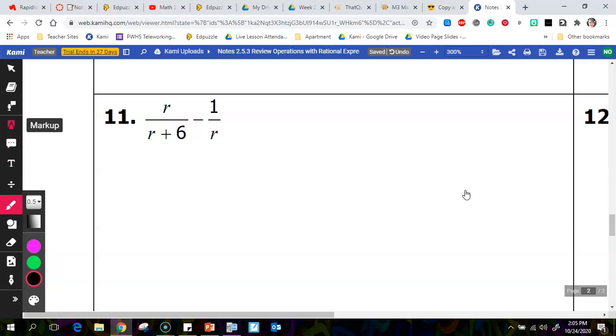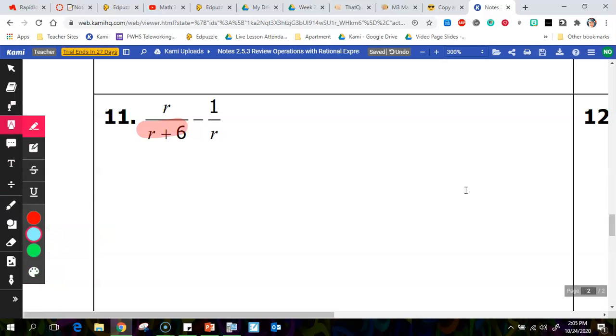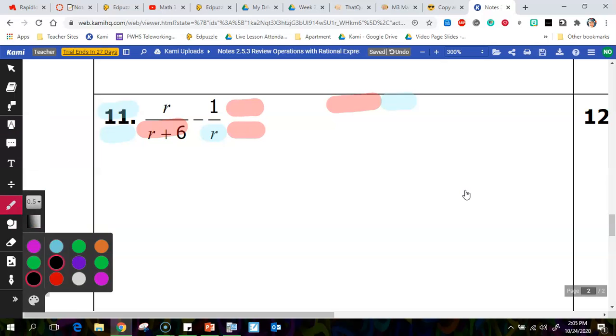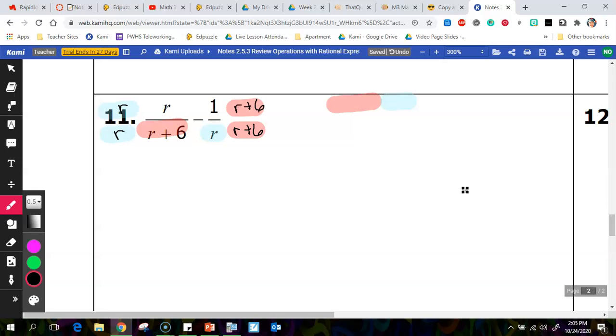Okay, so on number 11, I have an r plus 6 and I have an r. Well, they don't have anything in common. So the least common denominator is going to be the red times the teal, or the blue. So this side needs the blue and this side needs the red in it. Okay, what are those things? Well, the blue was r, so I need to multiply times r over r. And then the red was r plus 6. All right, and this is a minus right here, so I'm going to change that to plus negative 1.